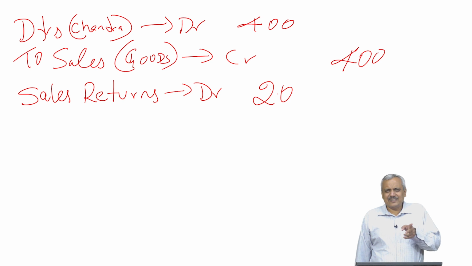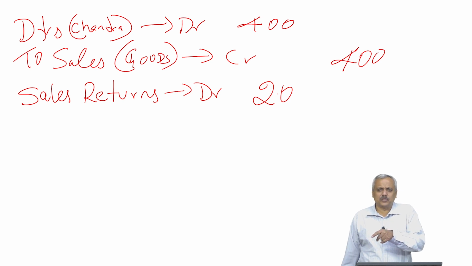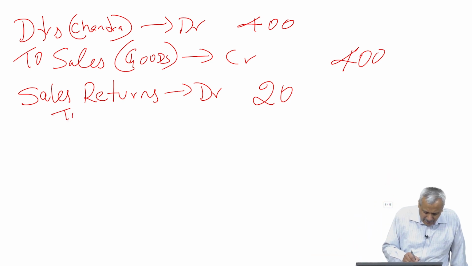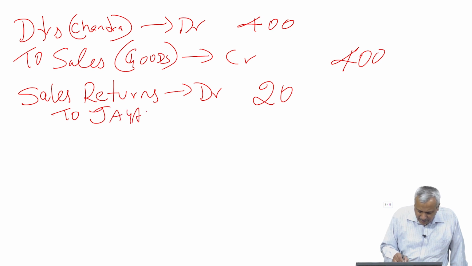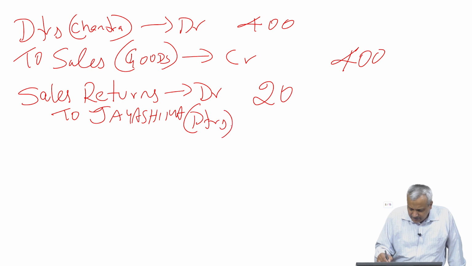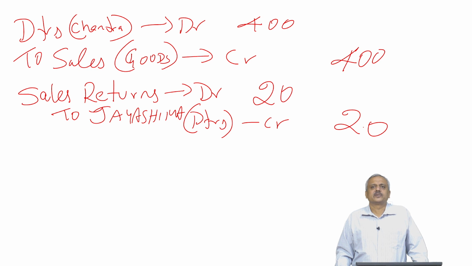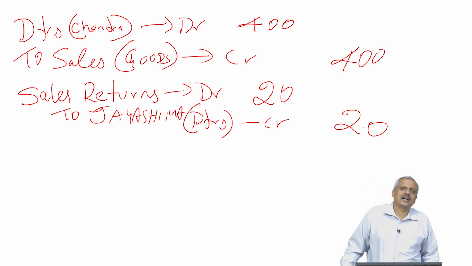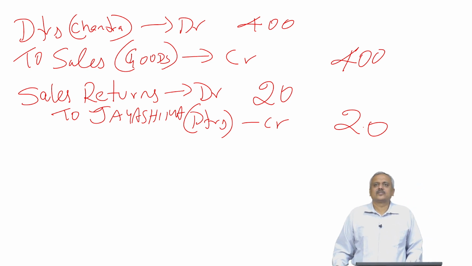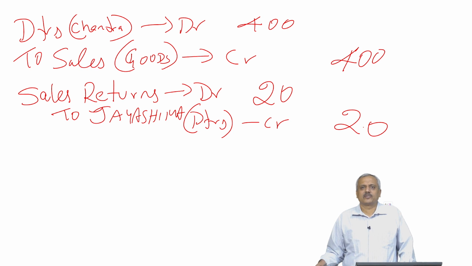Debit the receiver, credit the giver. Who is giving these goods to you? These goods are being given by Jayasimha, or in short what we call debtors, to the extent of about $20. Jayasimha has given the goods back to me. So, I have recorded Jayasimha's goods as sales returns, that is goods coming from Jayasimha, $20.